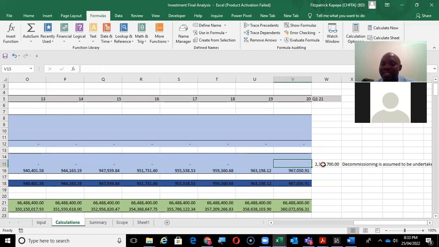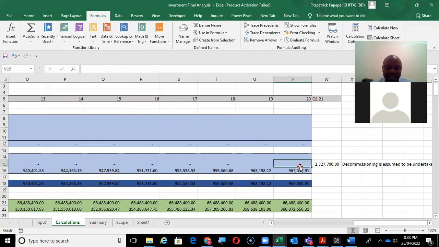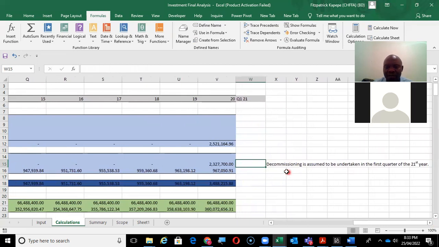So what you're trying to say is that this is the money that you're going to give the contractors. At that point, you're assuming that they haven't started decommissioning. But in any case, you have given them this. It will be safer for you to have it here. You have it there, but all you do, you state on this side that the decommissioning is to start in the first quarter of 2021.